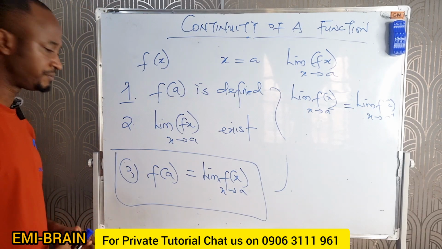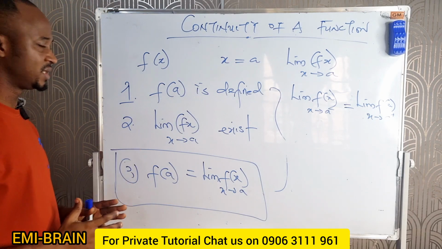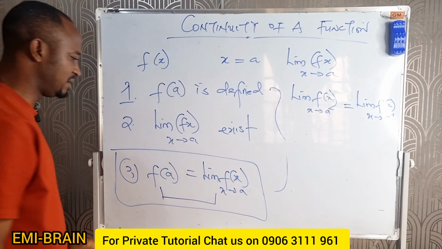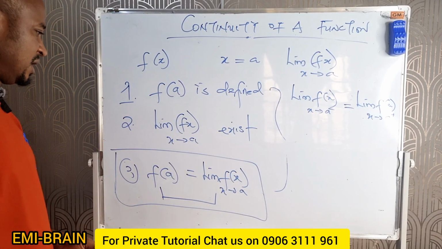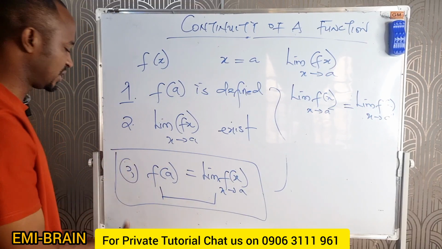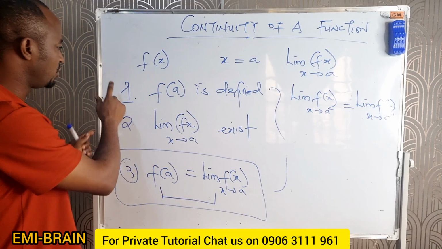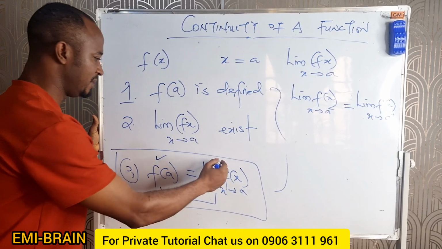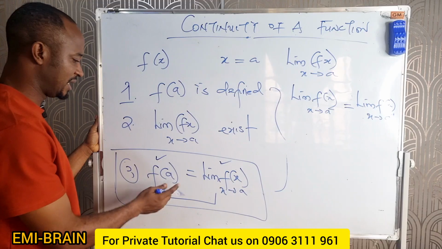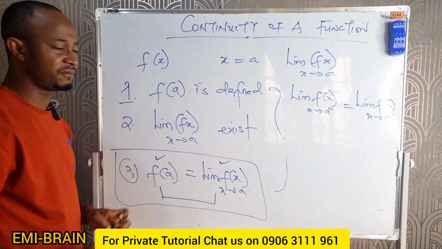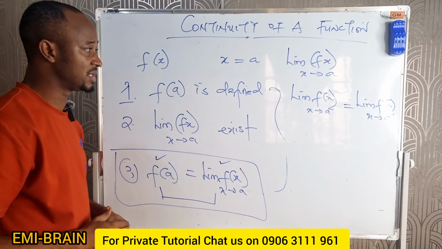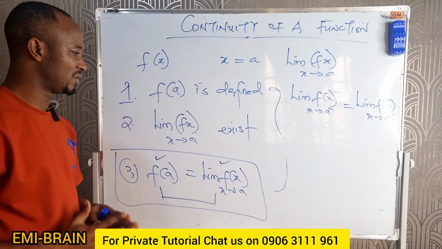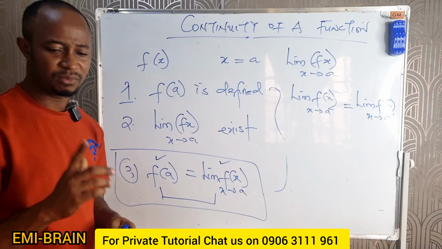Then the final condition, which is the general condition, is simply that f of a must be equal to the limit of f of x. If you look at this very well, the third condition covers for both the first and the second. One is that f of a must be defined, the limit of f of x must exist, then f of a must be equal to the limit of f of x. Now let's see some examples on how to find the continuity of a function at a particular point. All right. Example 1.